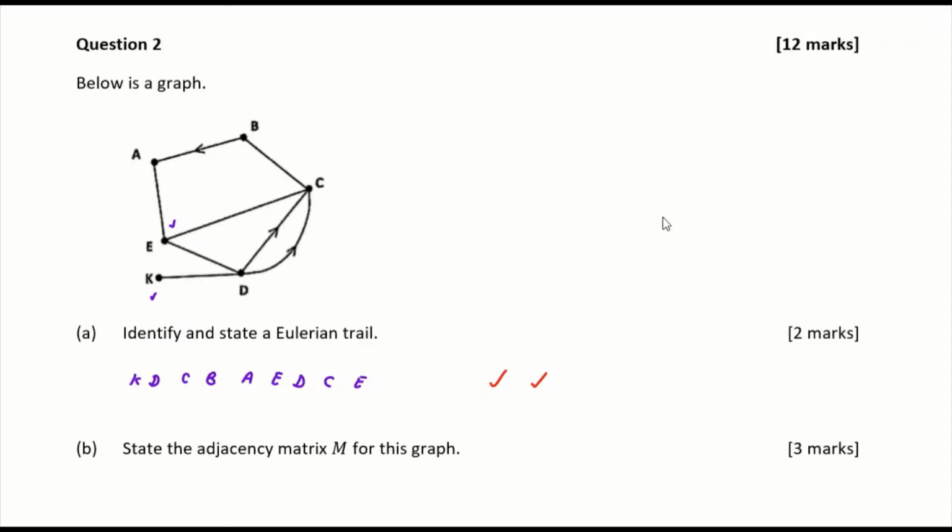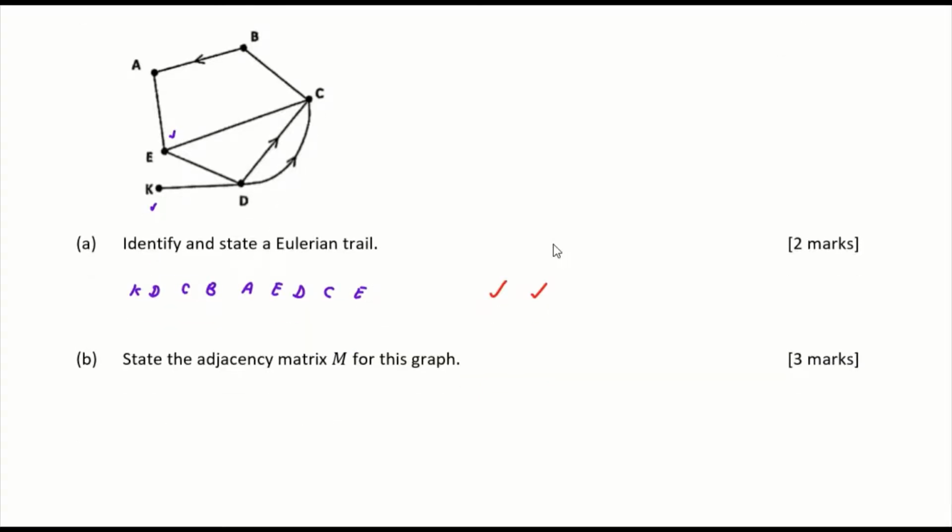Now for part B, state the adjacency matrix M for this graph. You realize that this graph is a mix of undirected and directed edges, so it's a special case here. But no worry, you just do it like you normally would. When I look at this, you know that this is a one-way walk, so it only allows you to travel from B to A. On the other hand, here you can travel from A to E, and you can also travel from E to A. That's the only special part.